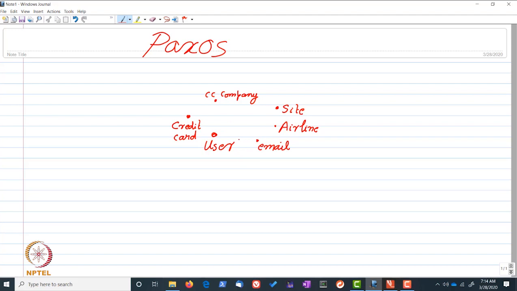Either the ticket is booked. So if the ticket is booked, well, then the machine validates my credit card, the money is debited from my credit card, it goes to the site, and then the airline books the ticket and I get the ticket via email. If let's say the ticket is not booked for some reason, then also there is no problem. I am duly informed that my ticket could not be booked.